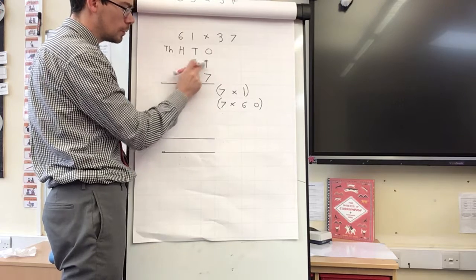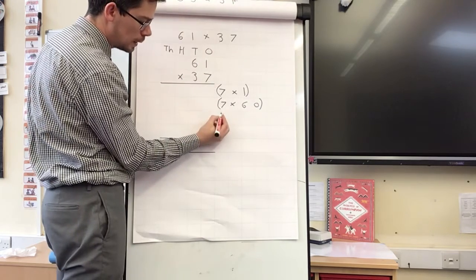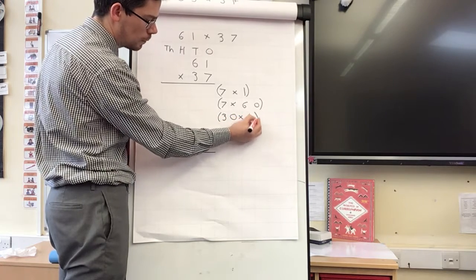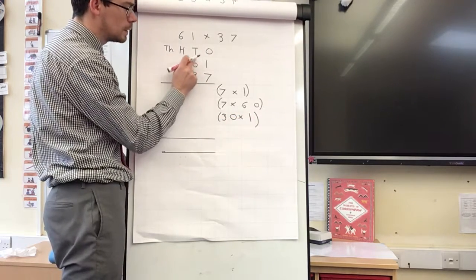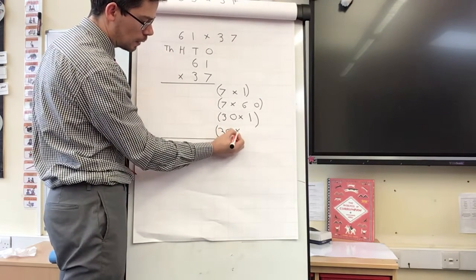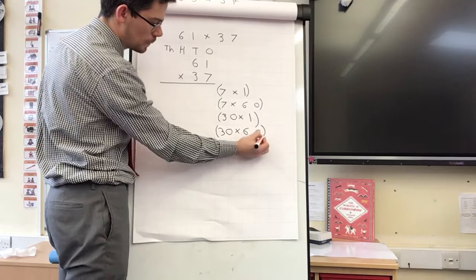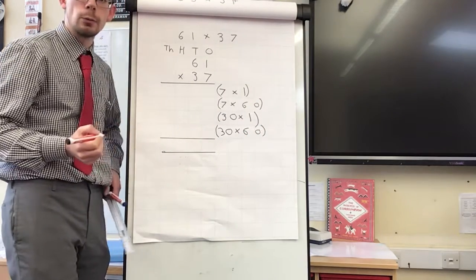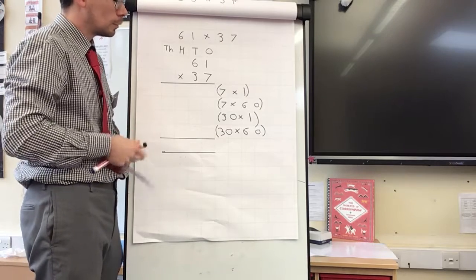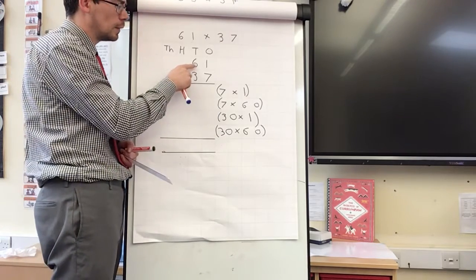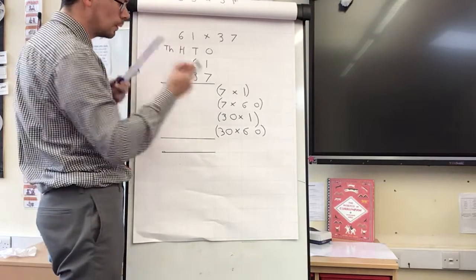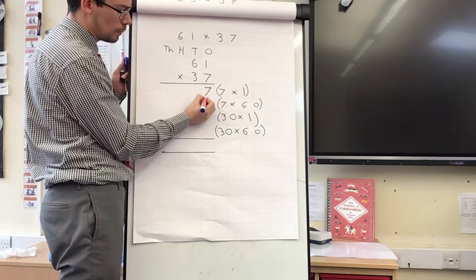Now I want 30 times 61. So 30 times 1 is the first step. 30 times 1. And then 30 times 6 tens, 60. 30 times 60. They're the questions I need to work out to be able to arrive at my answer. Just like the grid method, it's as if I've partitioned it into 60 and 1, 30 and 7. So 7 times 1, that's the easy bit, 7.